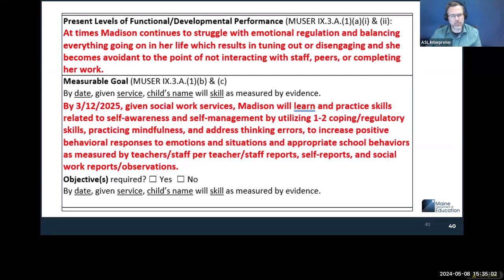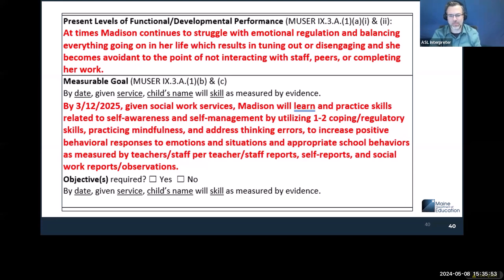All right, I have a couple of things to say about this one. So, social work goals are hard because there's too much there. Yes, definitely too much there. There are things that social workers work on that are really hard to measure. Like if you're doing cognitive behavioral therapy and you're working on negative self-talk, how do you measure that? How do you know if the student is practicing negative self-talk or positive self-talk? You can't dig into their brain, right? Practicing mindfulness, how do you know? So I think that social work services are really hard in that sense.